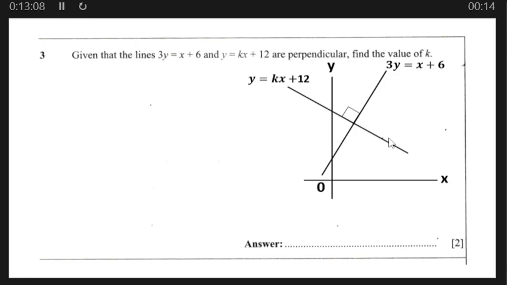So now we need to know the gradient of this one and the gradient of this one. How do we know the gradient?